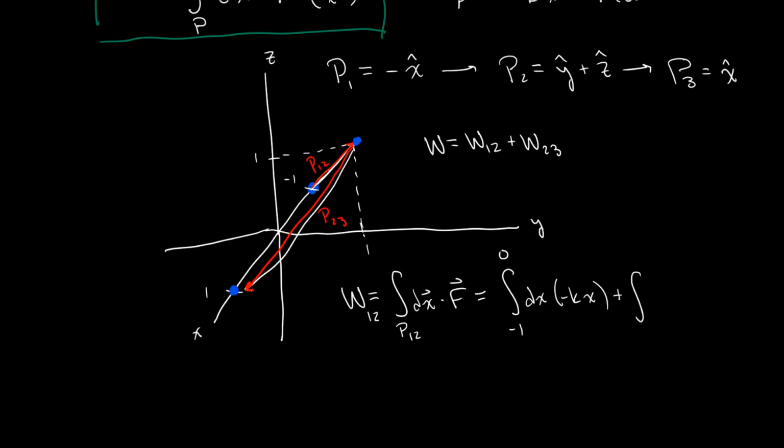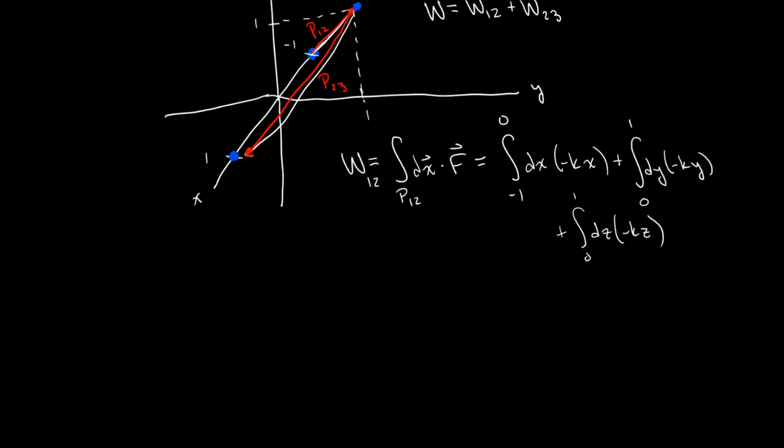Plus the integral dy, which again is going to be minus k times y. We start at 0 and then go to 1, plus integral 0 to 1 dz minus kz. Hopefully you can see everything there. I'll move this last one down a bit. Plus integral from 0 to 1 dz minus kz.